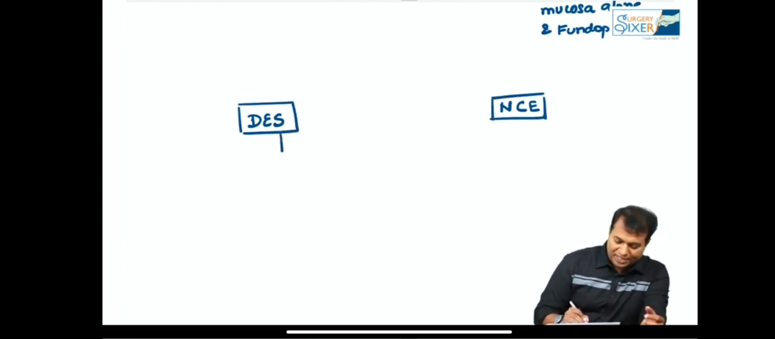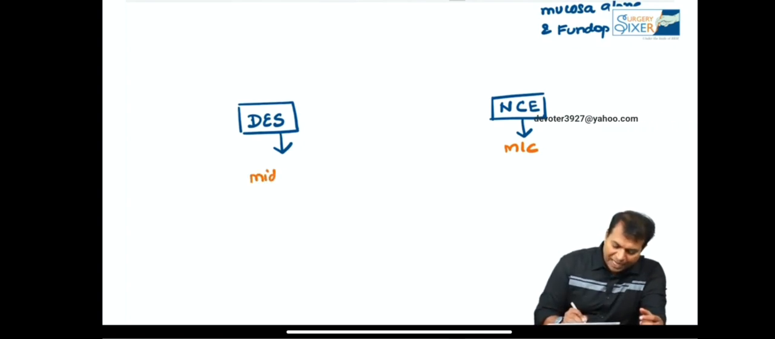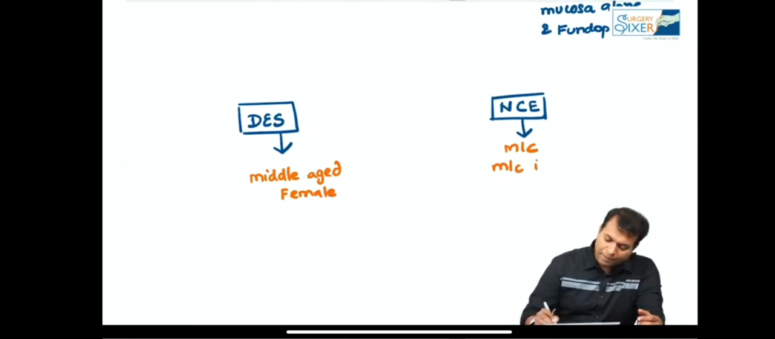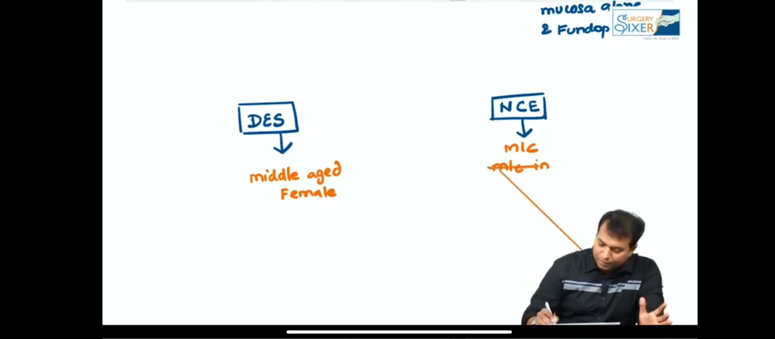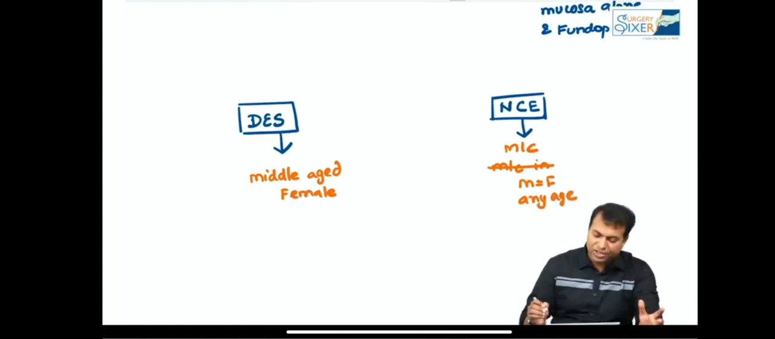So DES, diffuse esophageal spasm, and nutcracker esophagus, which is most common? Nutcracker is most common. DES is common in middle-aged females. Nutcracker has no special sex predilection. It is equal in male and female, and this is an MCQ. It can happen at any age.